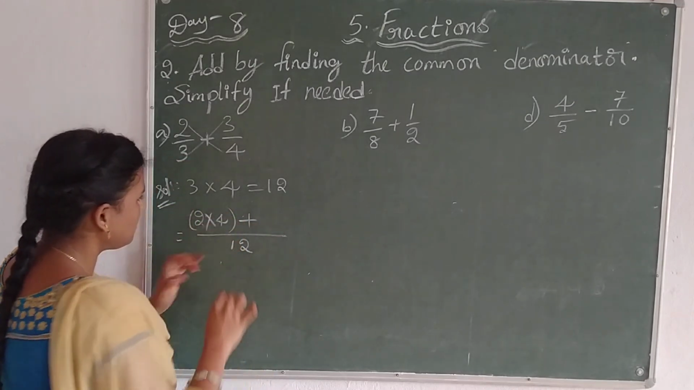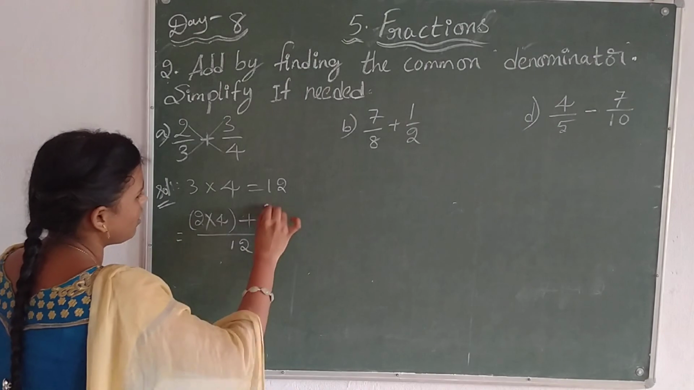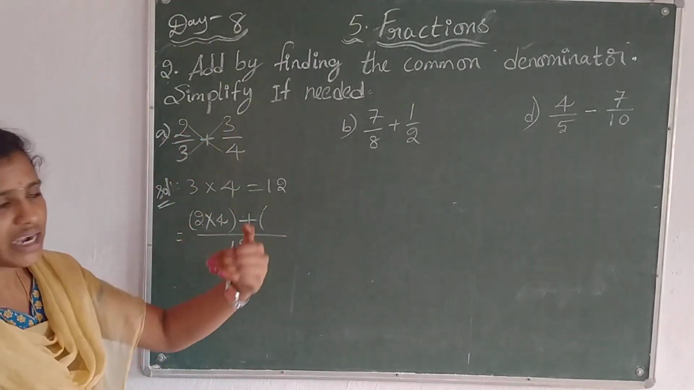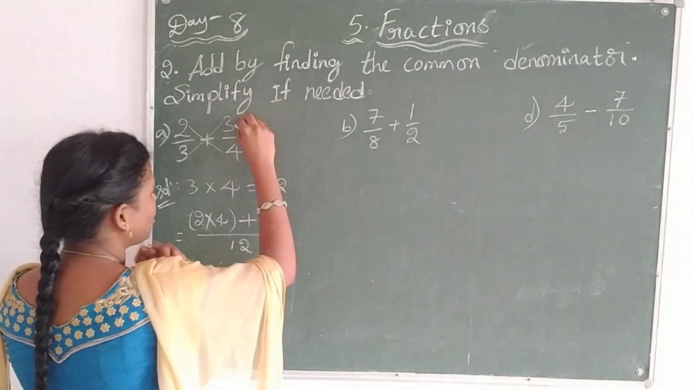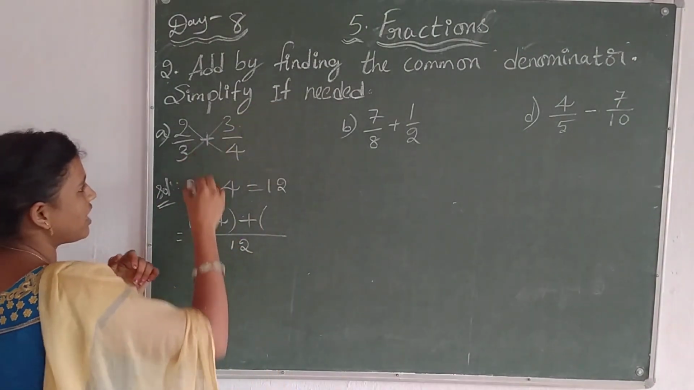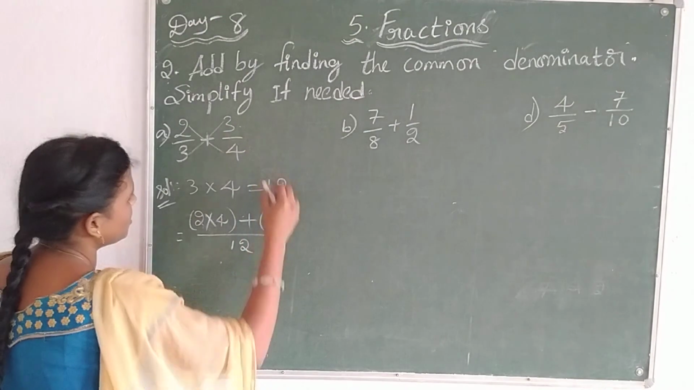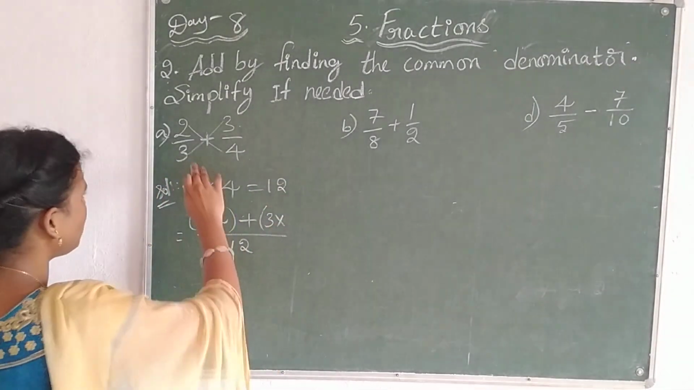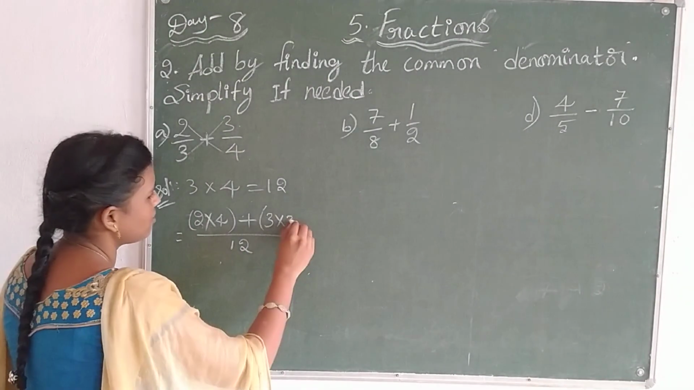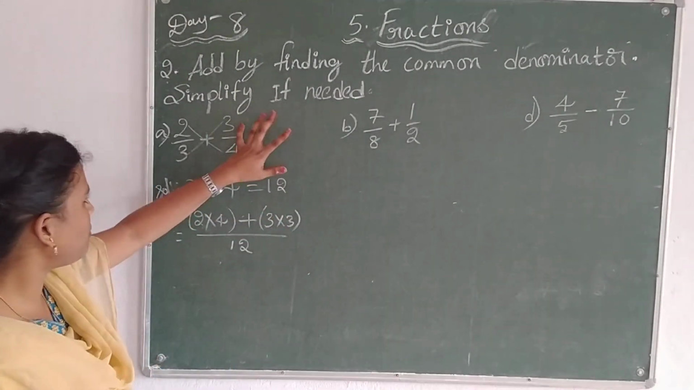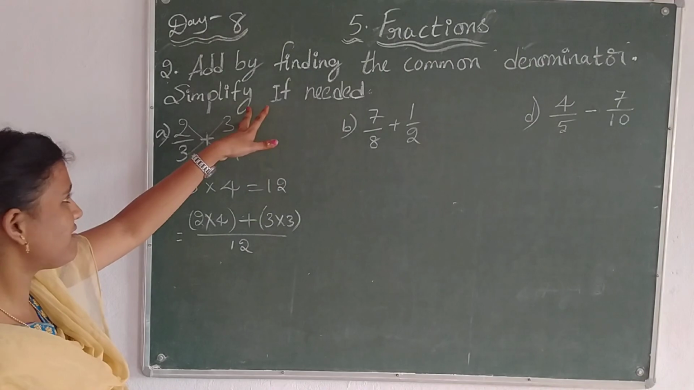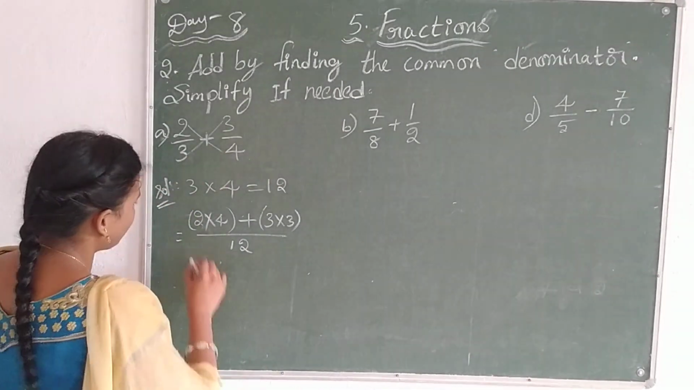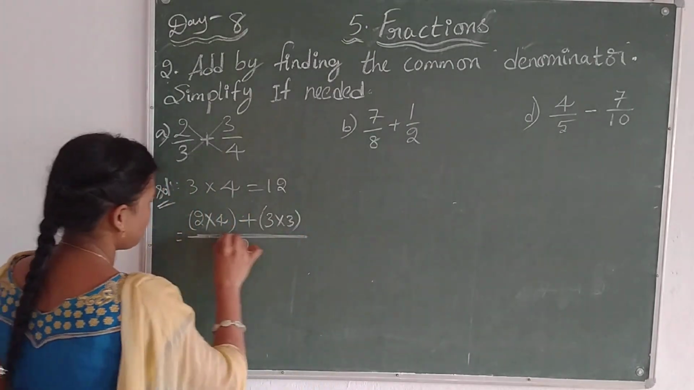Plus or minus? Plus. Okay, take a bracket again and multiply the second fraction numerator and the first fraction denominator. The second fraction numerator is 3, the first fraction denominator is 3. This is the numerator, this is the denominator. Multiply the second fraction numerator and the first fraction denominator. You will get it like this.